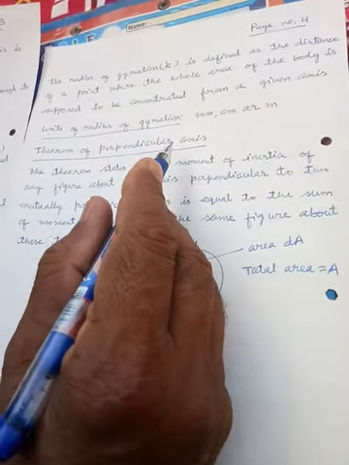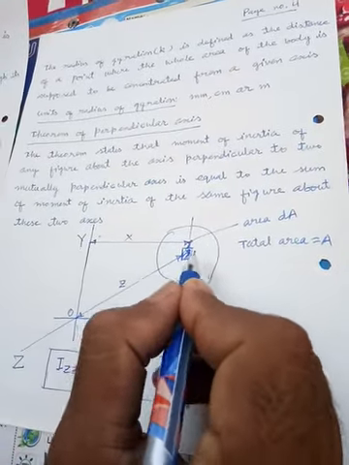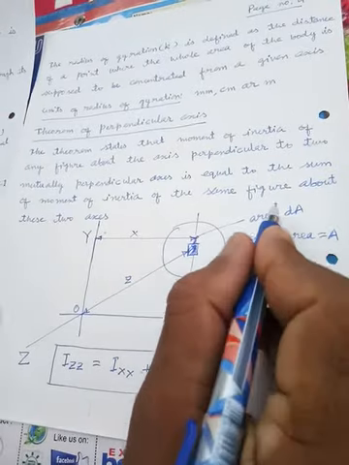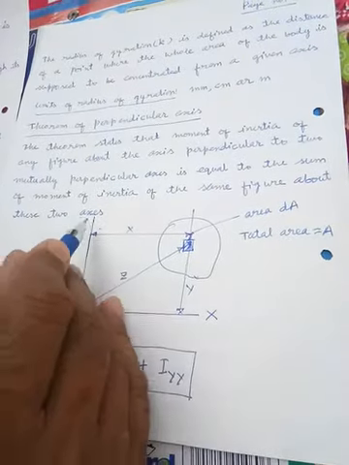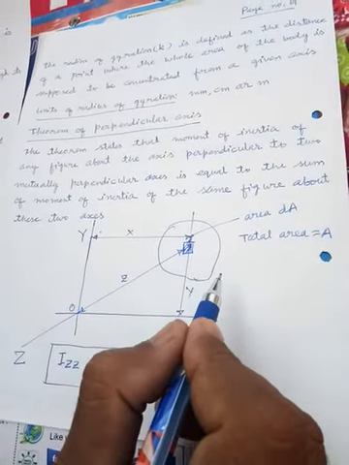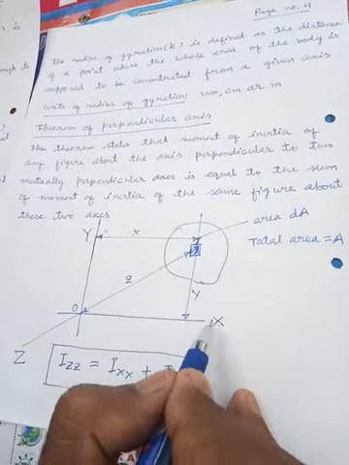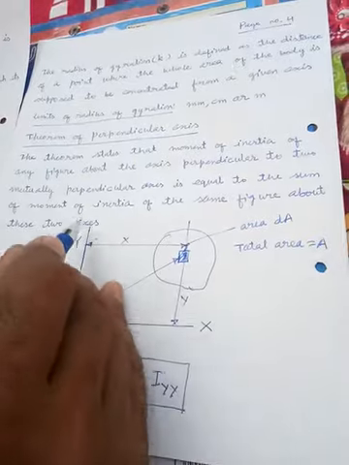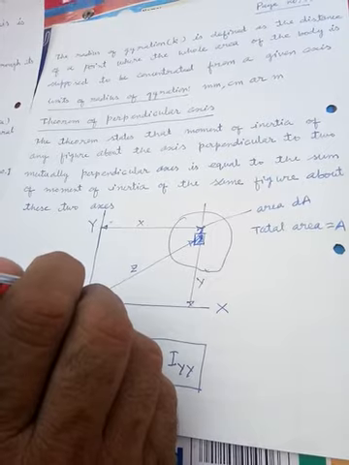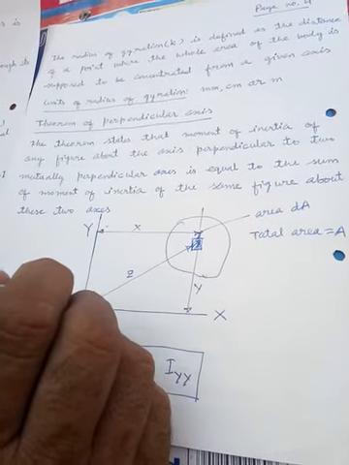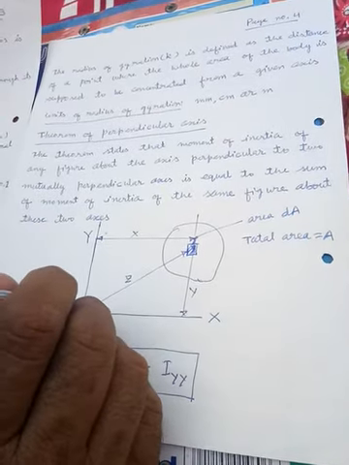So what is the theorem of perpendicular axis? This is a lamina. The area of the lamina is given by A, and D is the small element. The x-axis and y-axis are two mutually perpendicular axes, and the z-axis is the third axis perpendicular to the plane of the paper. So this z-axis is perpendicular to the x-axis and also to the y-axis.